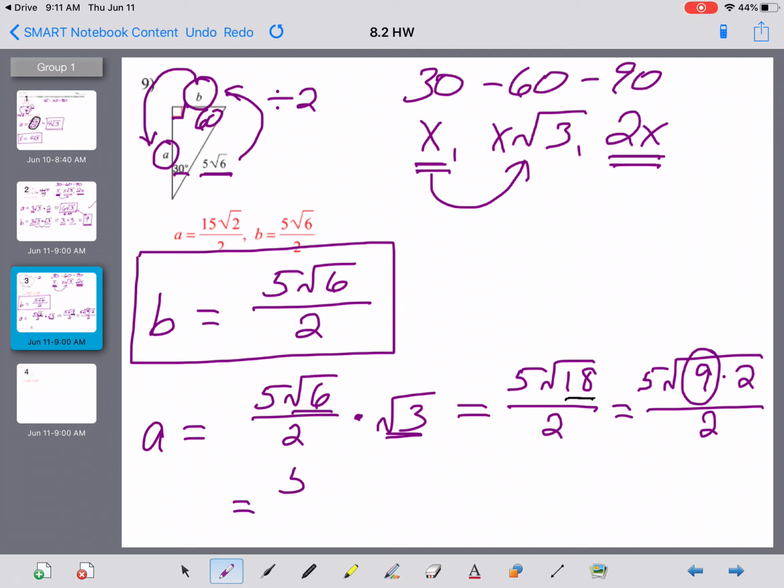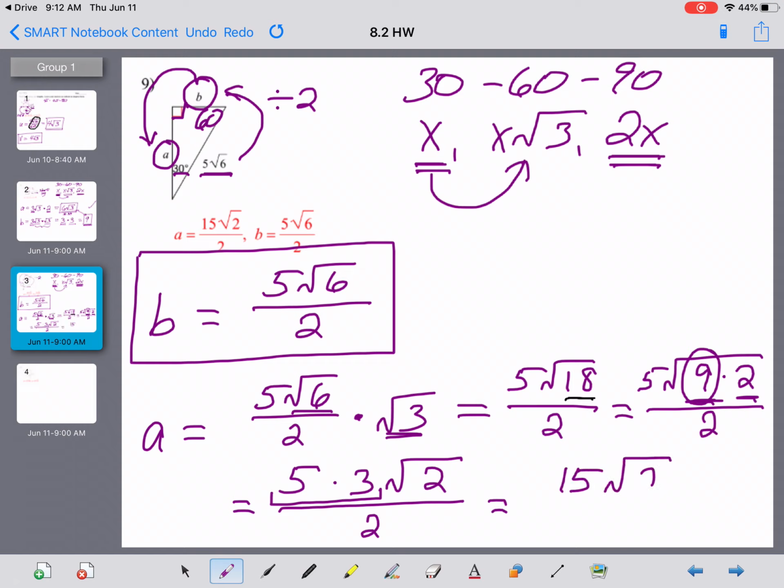The 5 tags along. The square root of 9 becomes a 3. You can't do anything with the square root of 2, so that still keeps the square root sign over the top. And then we have a 2 still down here on the bottom. And the only thing I believe we can do now is multiply the 5 and the 3 together to get 15 times the square root of 2 all over 2.